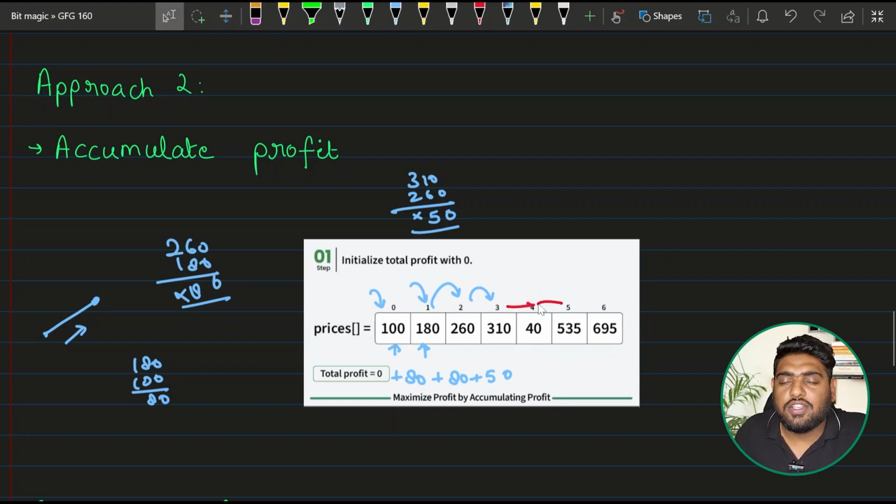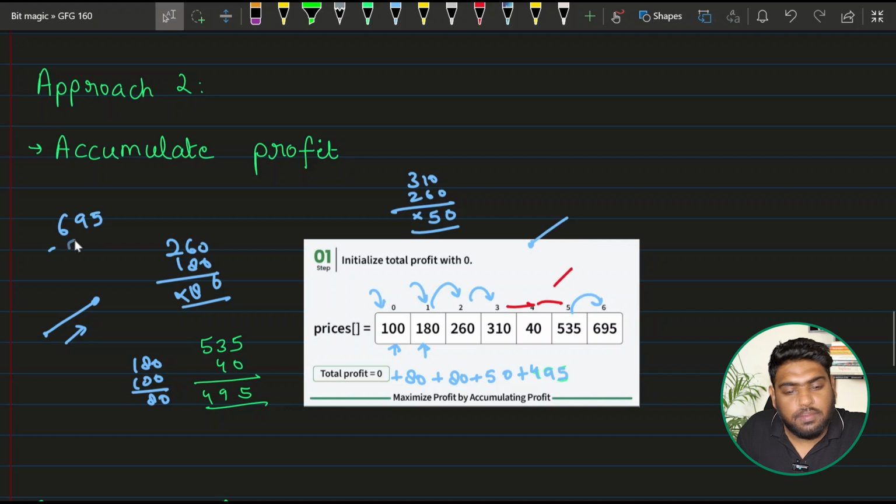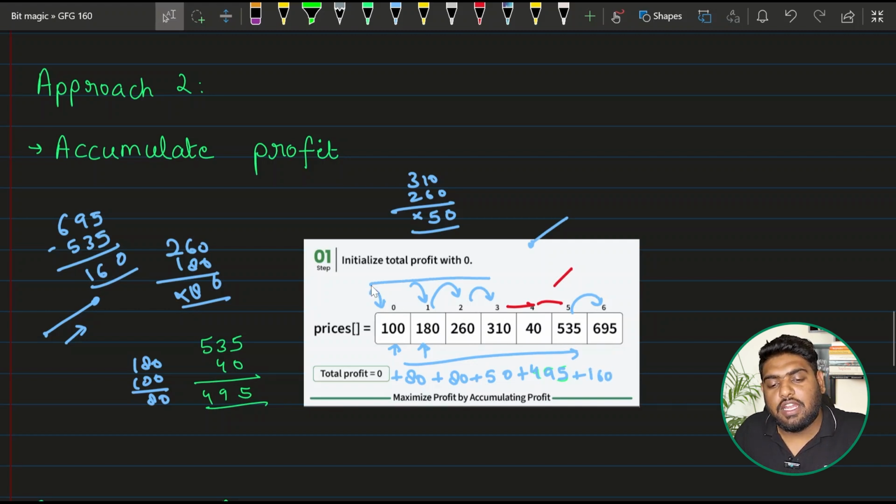But at the next step, you see the values are again increasing. 535 is bigger than 40. Here you would again book your profit. 535 minus 40, that would be 495, plus 495. All right. Again, at the last step, you can see that you encounter an increase in slope. So you will do 695 minus 535, and you would book a profit of 160 again. Then you have calculated all the profit and completed your iteration. You can simply return the total profit that you have calculated.